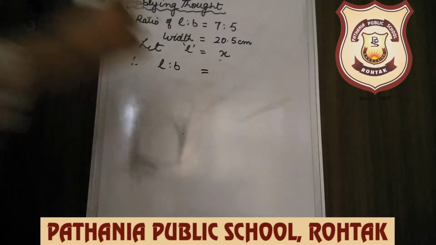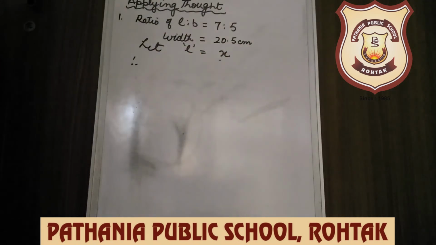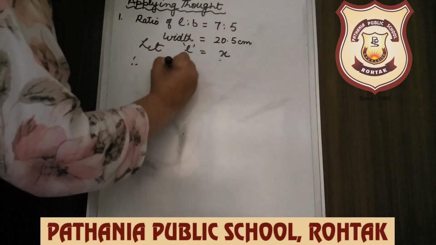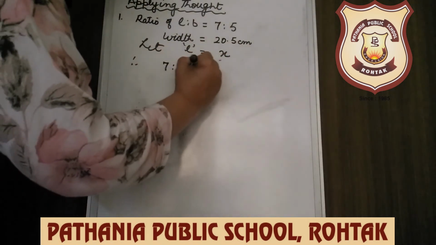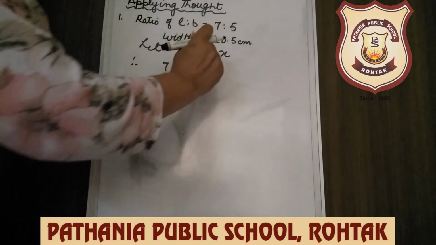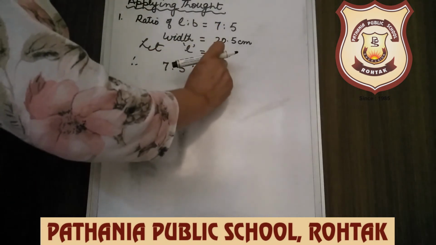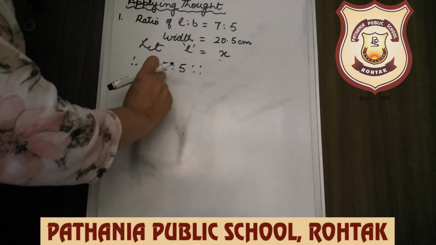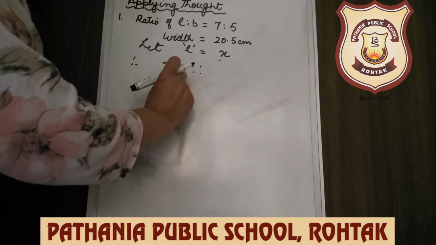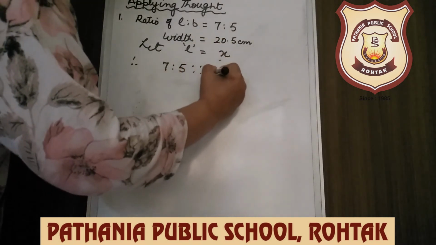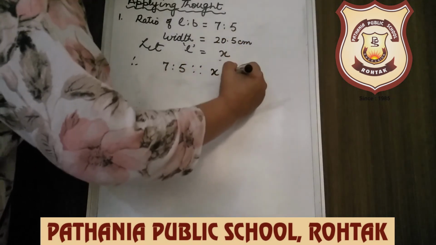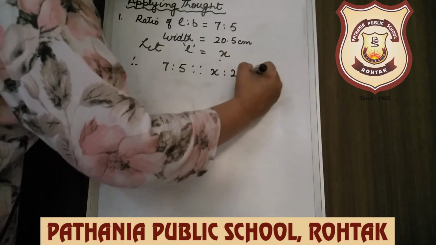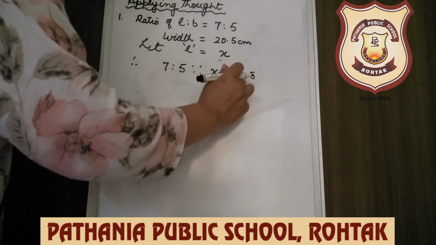Don't write L is to B. Write the ratio straight away. 7 is to 5 is in proportion to. Now, first you need the length, because here is the length and this is the breadth. So, length you have taken as X and breadth is 20.5. So, it will come later.